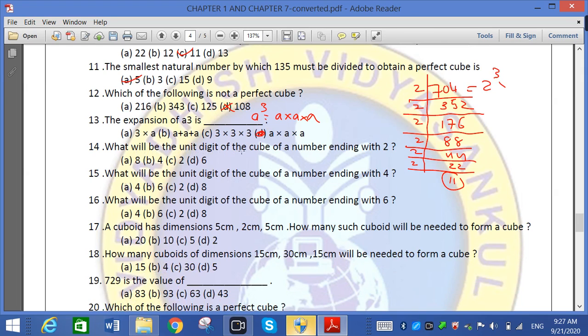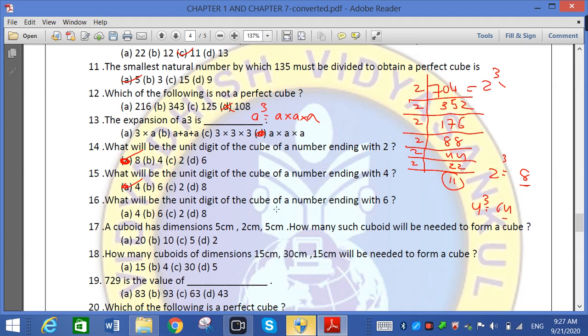What will be the unit digit of the cube of a number ending with 2? So if 2 cube is there, what do I have to write? The answer is 8. So the unit place is 8. What is the unit digit of the cube of a number ending with 4? So 4 cube is 64. So again 4 is there.